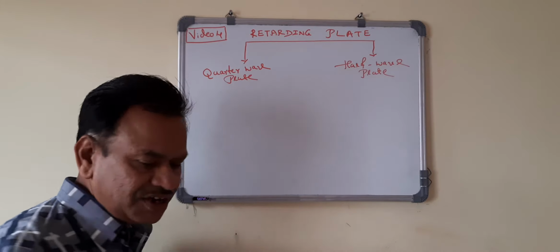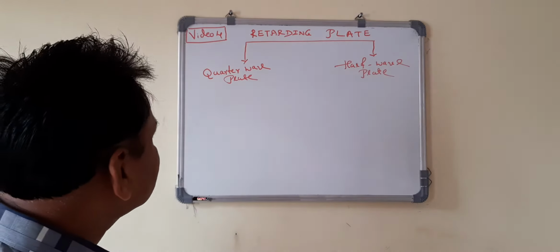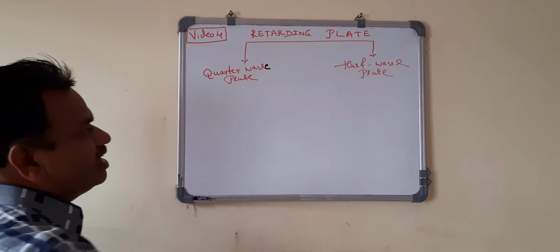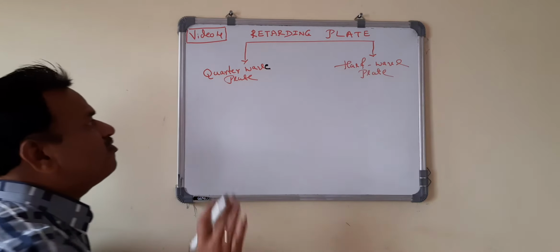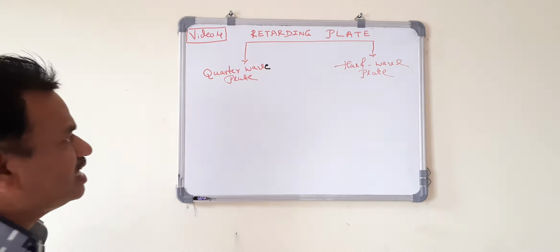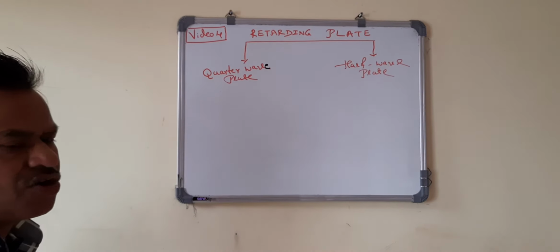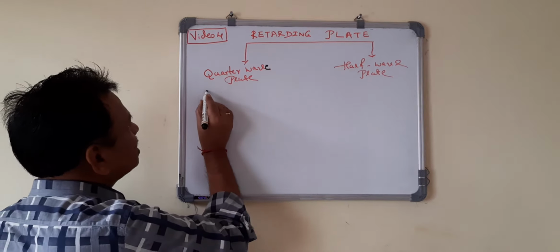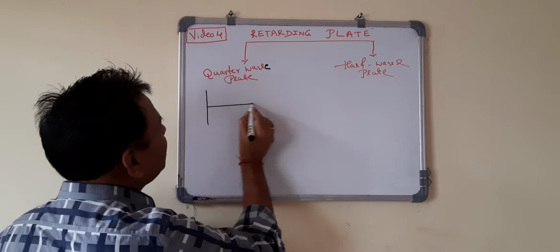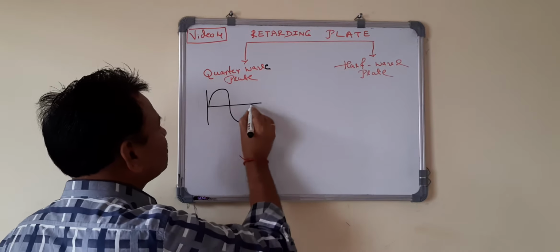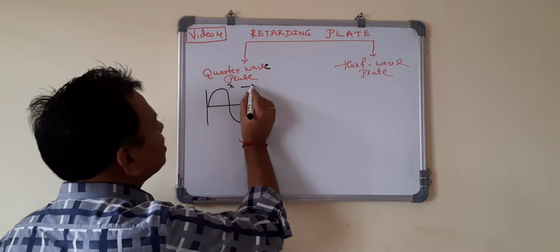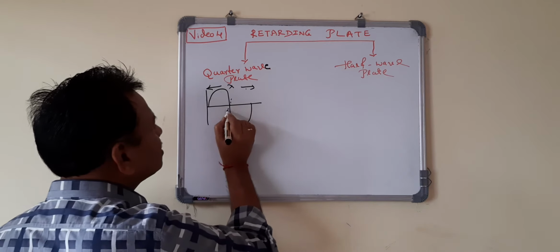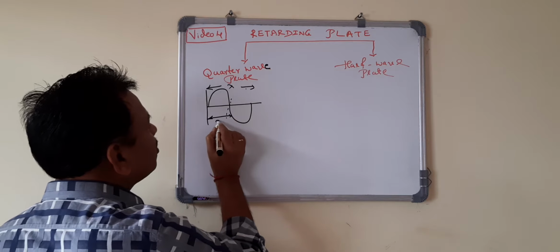Now, these retarding plates are classified into two types. One is a quarter wave plate, and another one is a half wave plate. The word itself indicates that quarter means 1/4. For example, this is one complete sine wave. From here to here, this is lambda.